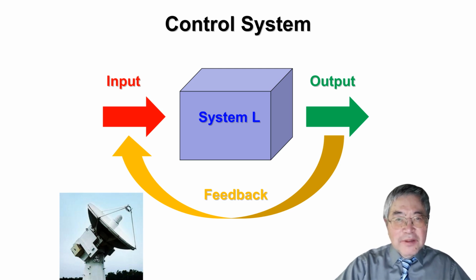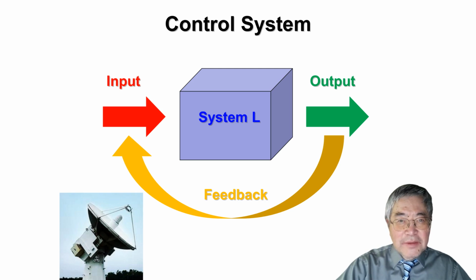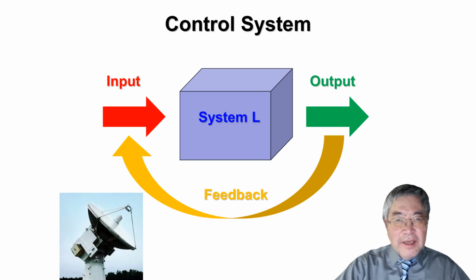A good example is a radar system tracking an airplane. The radar measures the plane's position and velocity and uses that information to adjust its direction or focus, keeping the plane in view as it moves. This continuous feedback helps the system stay on target no matter how fast the plane moves.